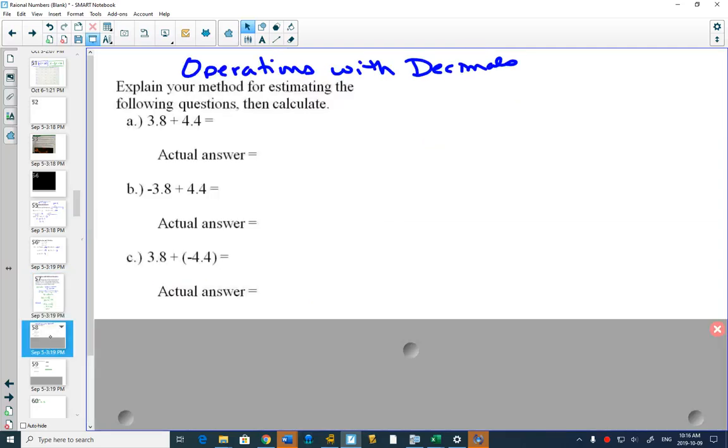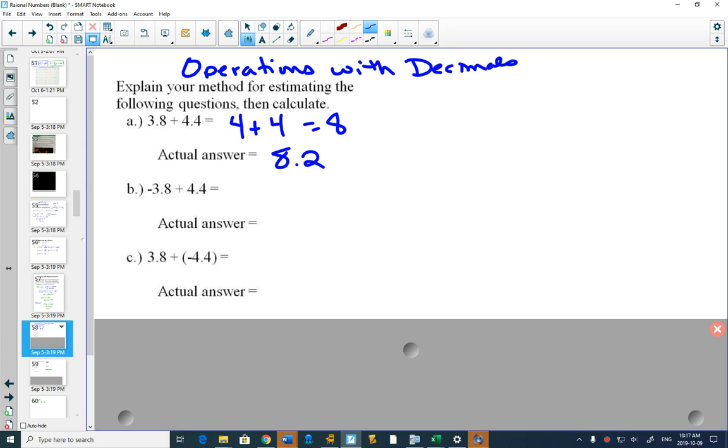First of all, we're going to do an estimate for each of these, and then use your calculator to find the real answer. For your estimate, I'll do the first one here with you. What is 3.8 really close to? 4. Plus, what's 4.4 close to? Still probably closest to 4. So if I did 4 plus 4, my estimate would be 8. So there's our estimate. Then see if you can figure out your actual answer. 3.8 plus 4.4 ends up being 8.2. So our estimate wasn't bad.